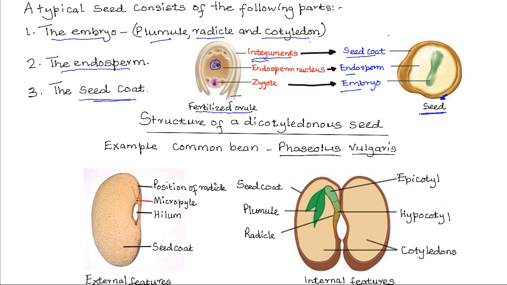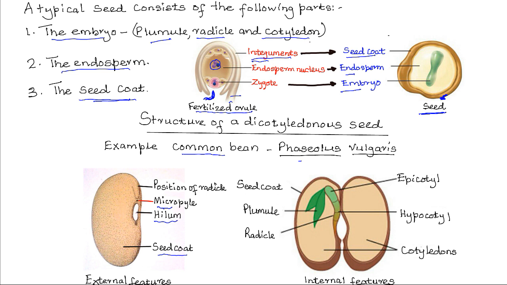Now, a good example of a dicotyledonous seed is a common bean, Phaseolus vulgaris. External features include, you can see the seed coat, that is the outermost covering, the hilum, the point of attachment to the funicle, and then the micropyle, the tiny pore. It marks the entrance to the ovule. This is the micropyle here. So as the seed develops, the hole remains, and it plays a very important role in germination.